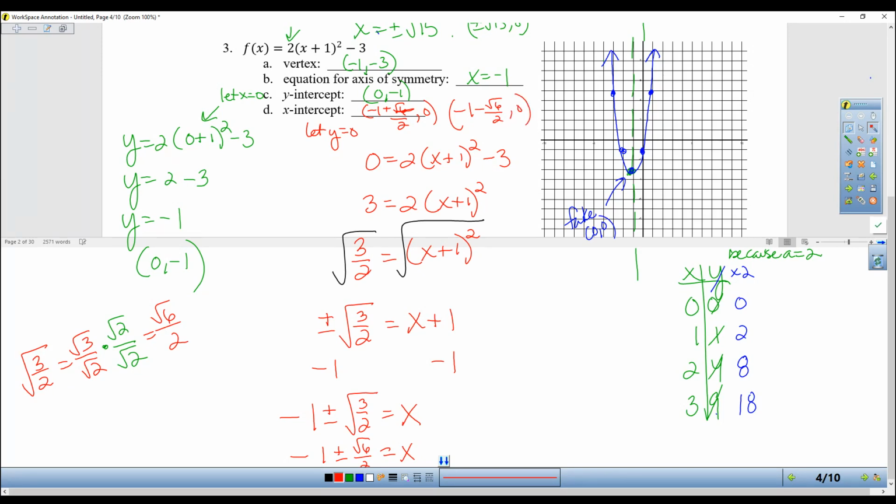Can you check those? Yeah, if you have a calculator, you can see if it comes out to be, you know, 0 point something. It's going to be very small. All right, next one.